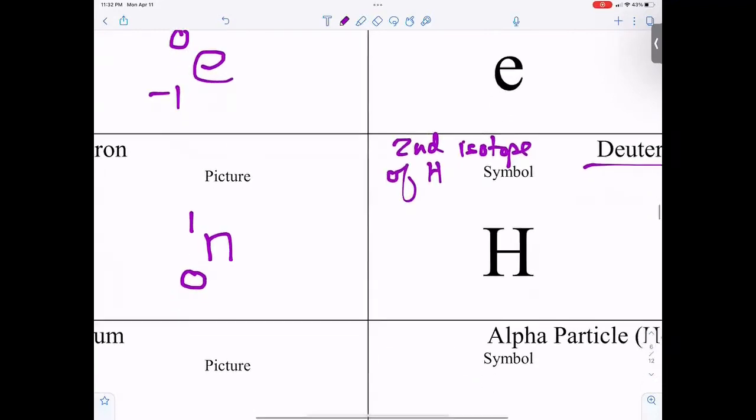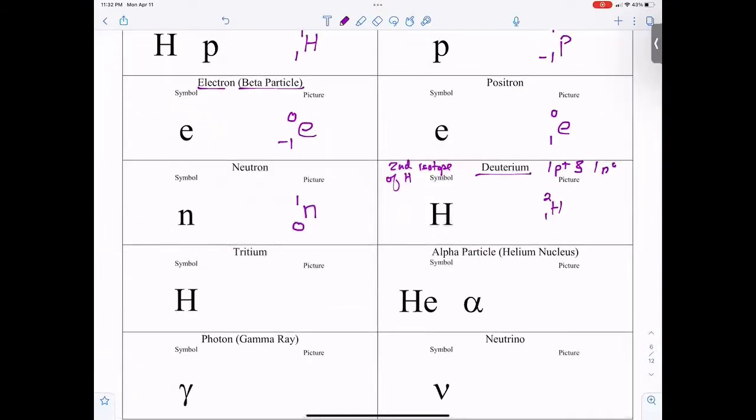Now, when isotopes become really heavy, then they become unstable. And unstable isotopes will always radioactively decay into lighter elements, and as a result, they'll give off radiation, hence the concept of radioactivity. The third isotope of hydrogen is called tritium, and this would be 1 proton plus 2 neutrons. So you can see you've got a mass number of 3 now, still an atomic number of 1 because you have 1 proton.